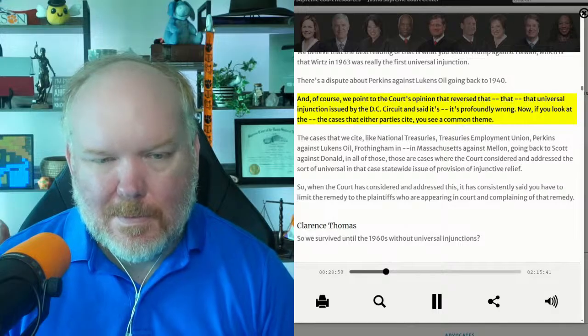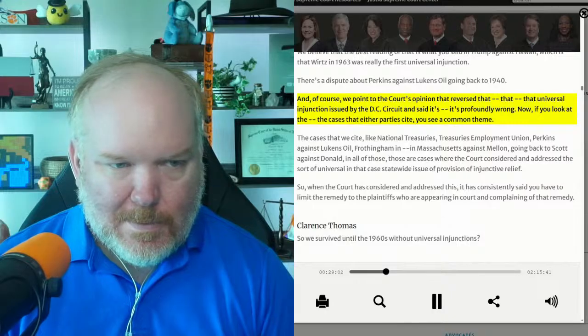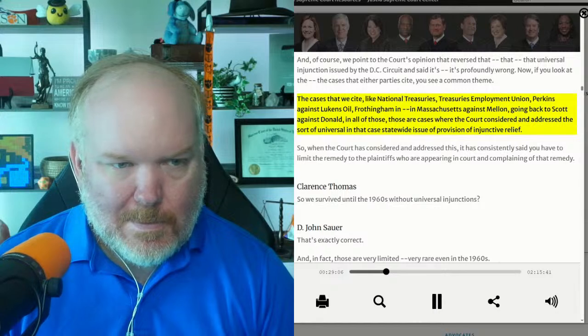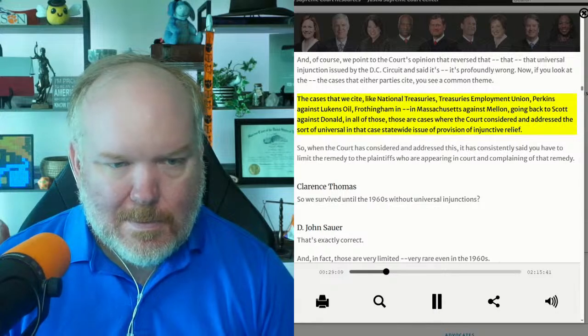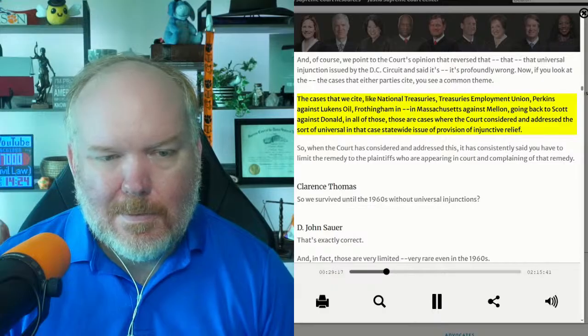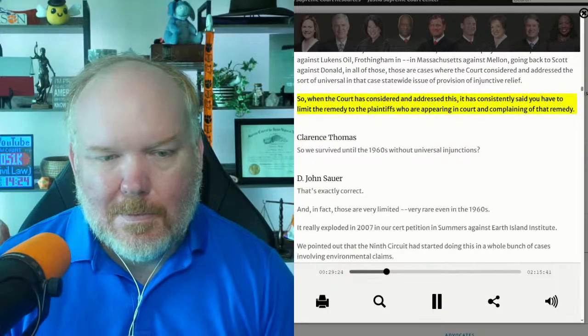Now, if you look at the cases that either parties cite, you see a common theme. The cases that we cite, like National Treasury Employees Union, Perkins against Lucas Oil, Frothingham and Massachusetts against Mellon, going back to Scott against Donald, all of those are cases where the court considered and addressed the sort of universal, in that case, statewide, provision of injunctive relief. So when the court has considered and addressed this, it has consistently said you have to limit the remedy to the plaintiffs appearing in court and complaining of that remedy.